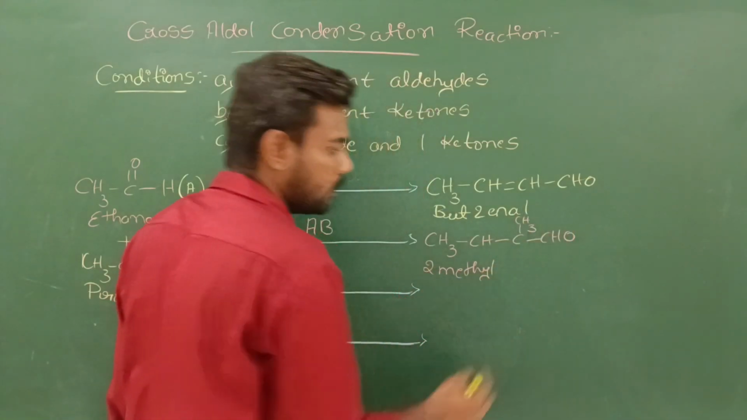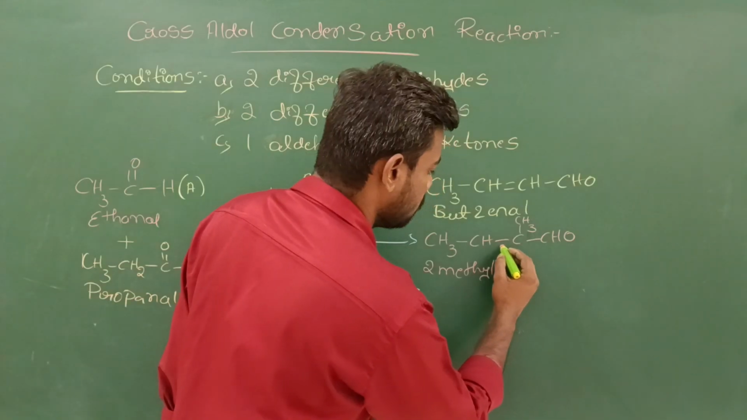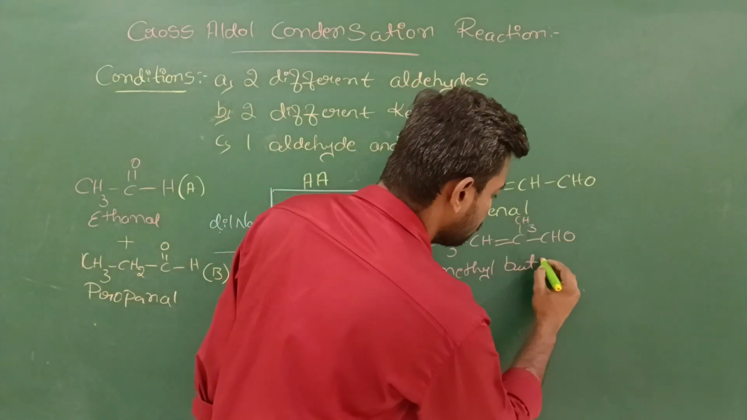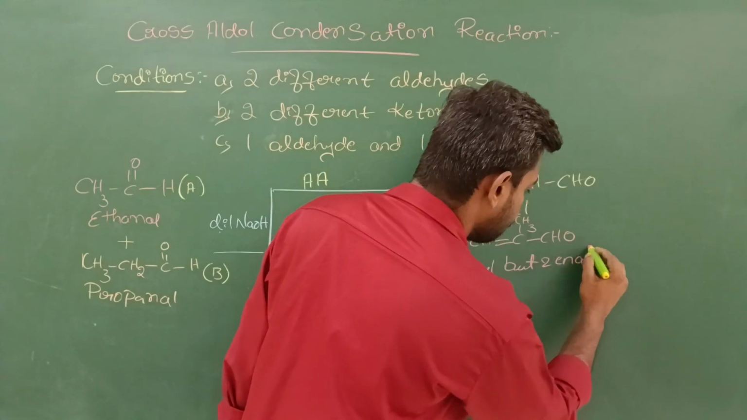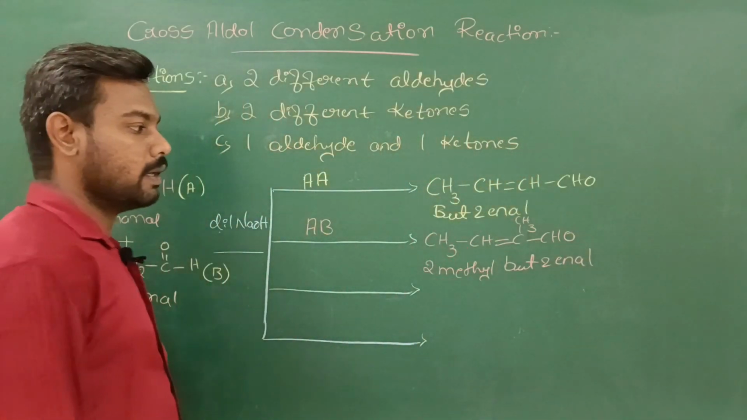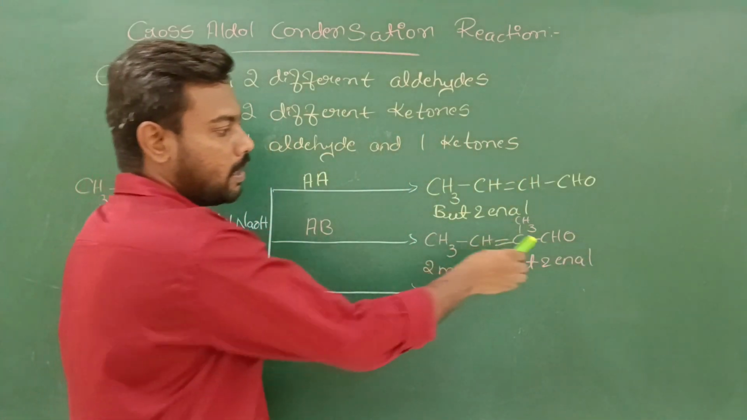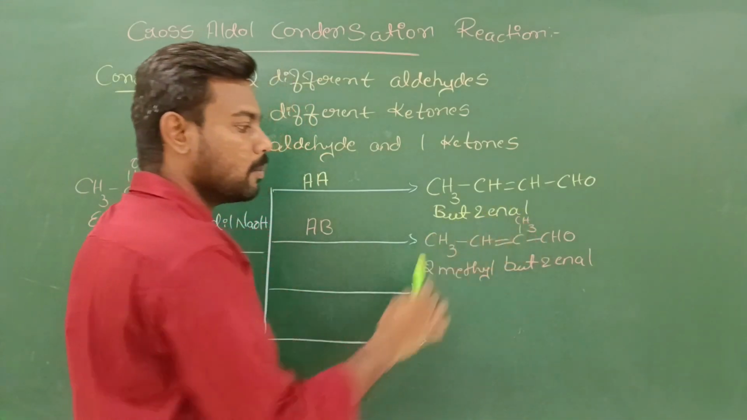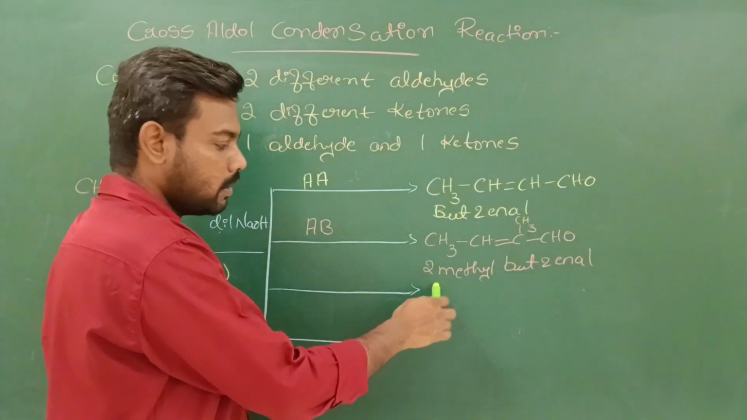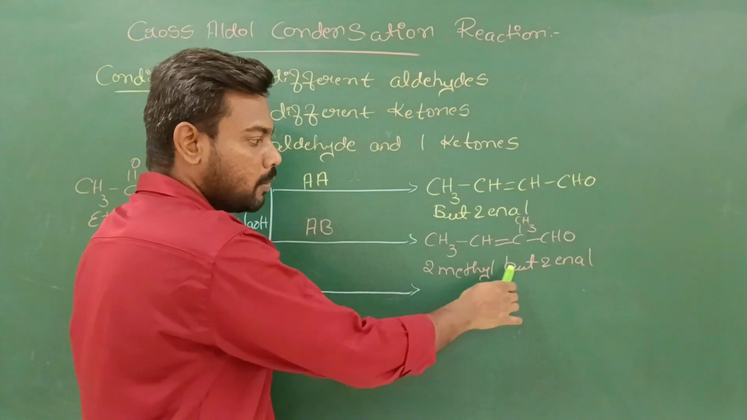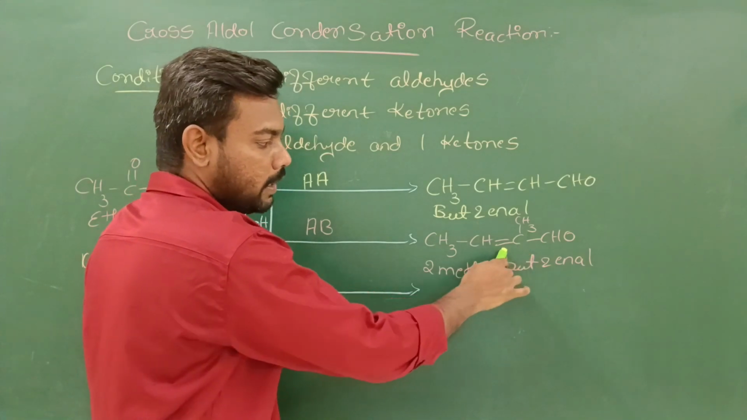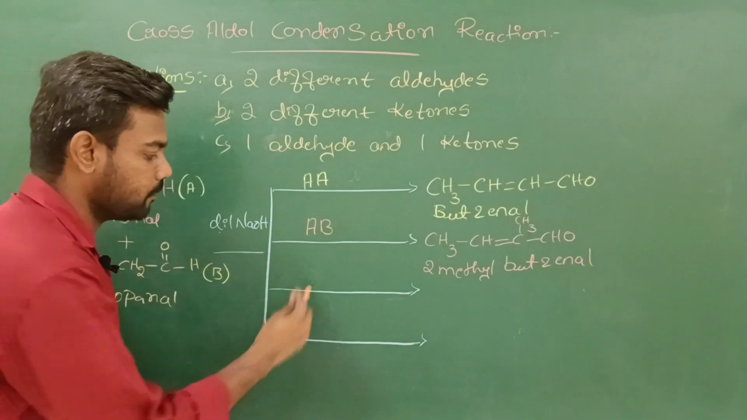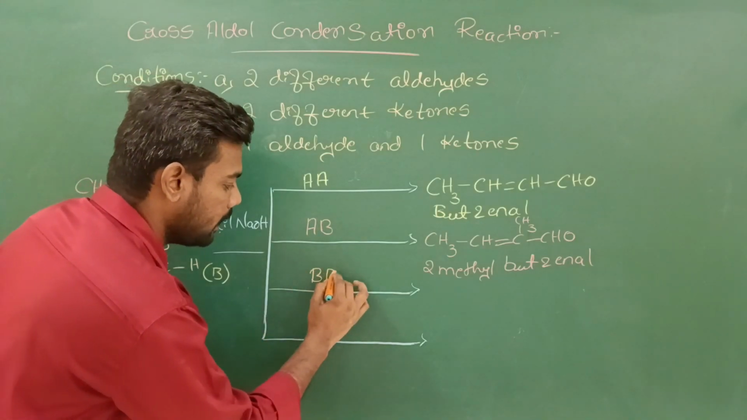Here in this product, at the second carbon, the methyl group is bonded. That's why the name is 2-methyl but-2-enal.